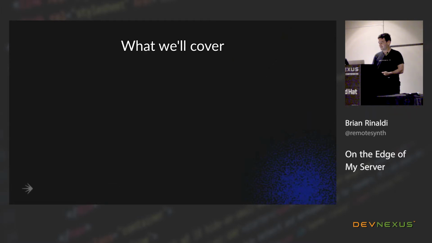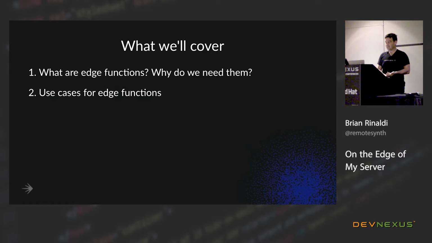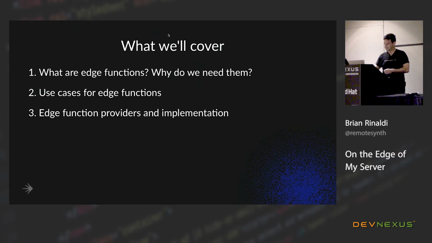So what I'm going to cover: what are edge functions and why do you need them? They're relatively new, and there's a lot of confusion about what exactly they are and what they're useful for, so I'm going to cover that. Also going to talk about use cases for edge functions. Once you understand what they are, you'll figure out there's particular use cases that they're very good at and others that they're not as useful for. And then we'll talk a little bit about different edge function providers and implementation.